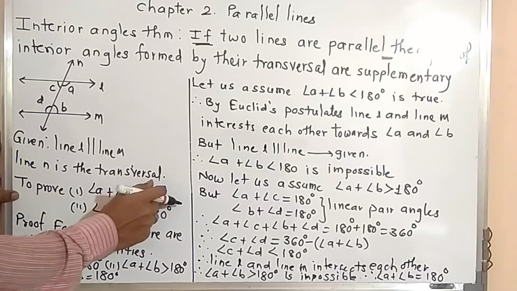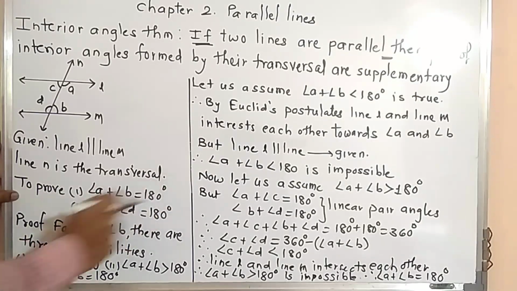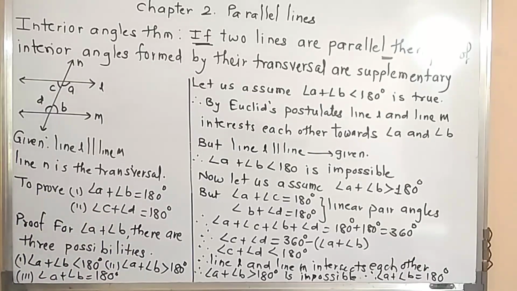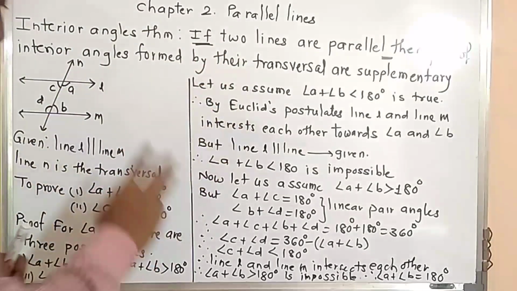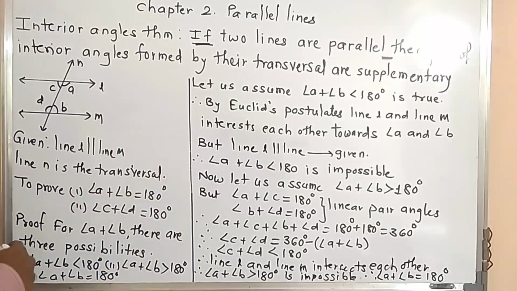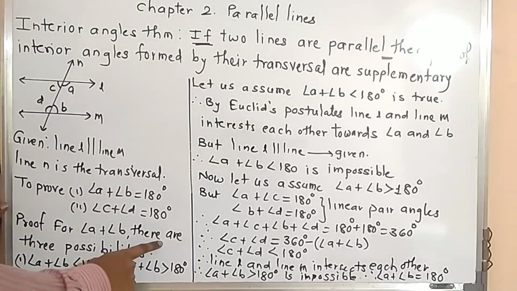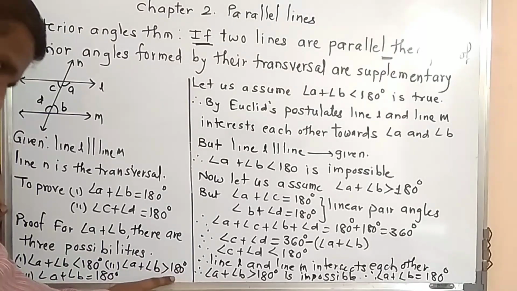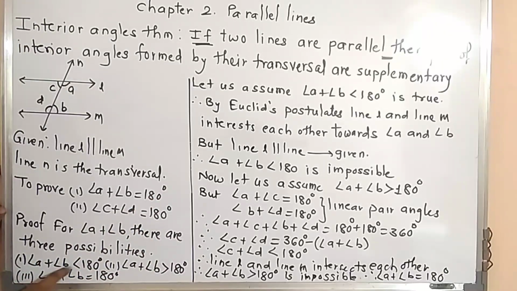They are supplementary. What do you mean by supplementary? Their sum is 180 degrees. And angle C plus angle D is 180 degrees. Here, angle A plus angle B is a number. And there are three possibilities for this number. Either angle A plus angle B is less than 180, or angle A plus angle B is greater than 180, or angle A plus angle B is equal to 180.